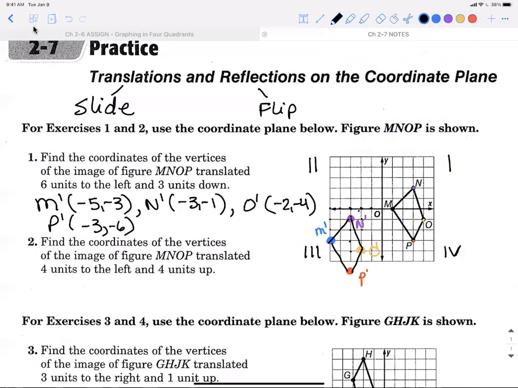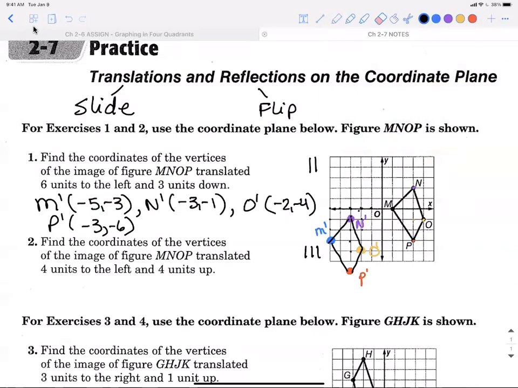The other way you can do it is before you start, if you don't want to draw this second image, and sometimes you're going to actually have to graph it, but in this case, it doesn't say you have to graph your new image. So there is a way to do it without graphing it.